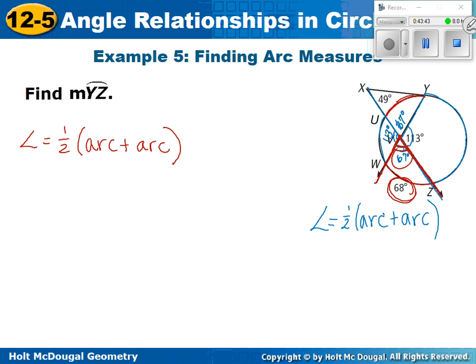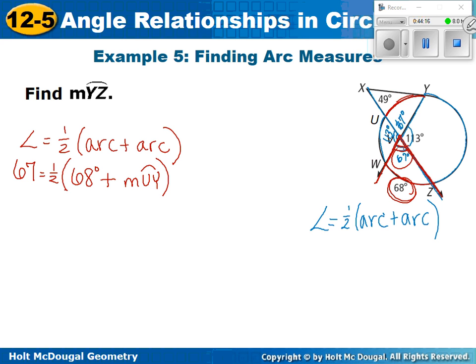The angle we're looking at right now is in red. What was the measure of the angle in red? 67. That equals 1/2 of, what is one arc that it creates? 68 degrees. And the other arc that's across from it is named what letters? UY. So we're looking for the measure of UY. And again, I'm just trying to think through what we could maybe find here to work our way to the answer, which is what is YZ.